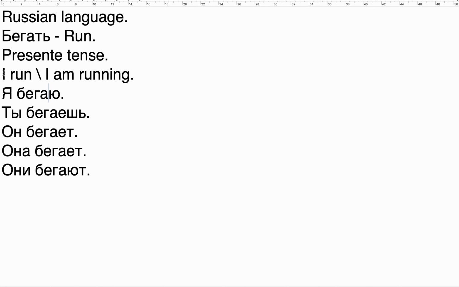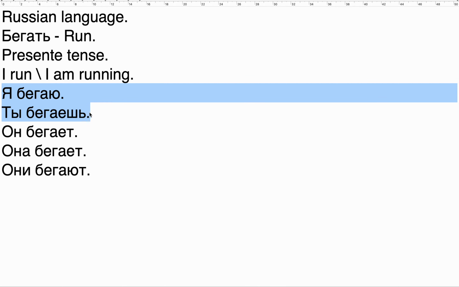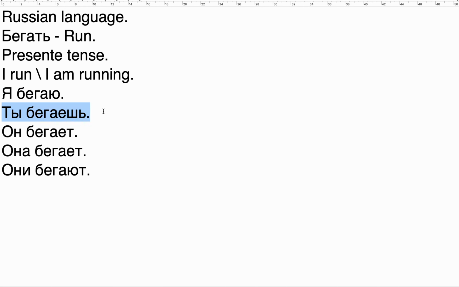Why? Because we know that I run we use when we talk about something we do from time to time. I'm running is when I do it exactly right now, at the moment. But in the Russian language we have only one way, the same way: Я бегаю, ты бегаешь, он бегает, она бегает, and они бегают. One more time. For I run and I'm running, we have only one way to translate it. Only я бегаю, ты бегаешь, and so on. Yes, it's very easy and simple.